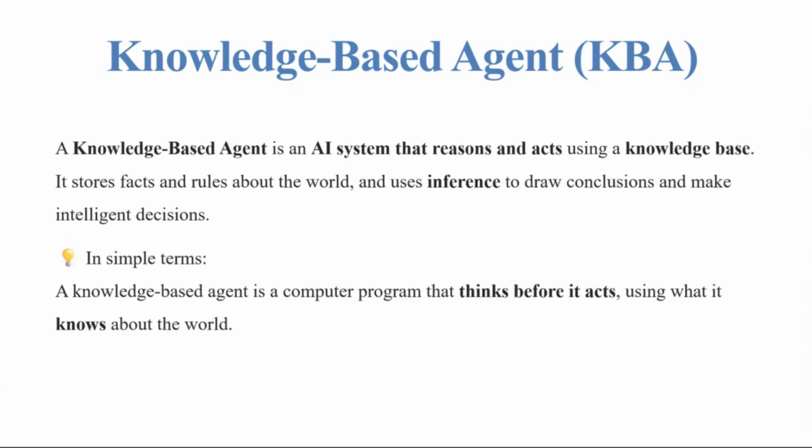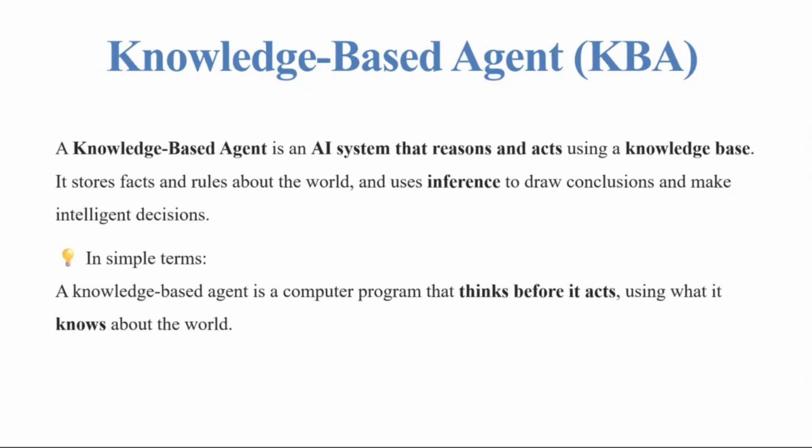The fourth step is take action. Finally, after reasoning, the agent performs an action. For example, recommend carrying an umbrella, answer the user's question, stop a self-driving car, suggest a medical diagnosis, or recommend a product on an e-commerce website. So the complete cycle is observe, think, decide, and act. This is exactly how the knowledge-based agent works.